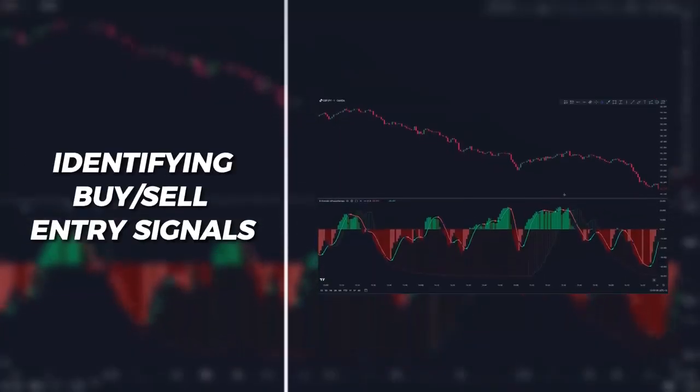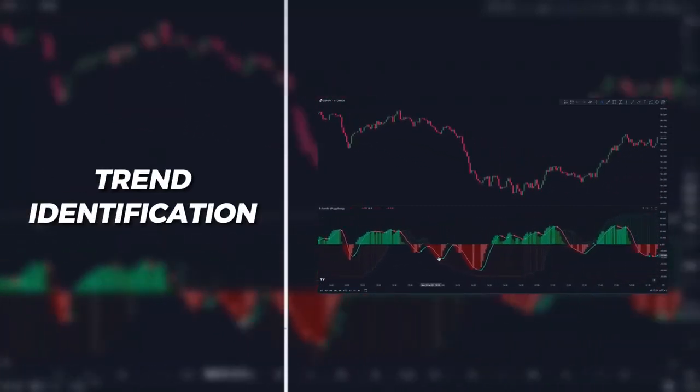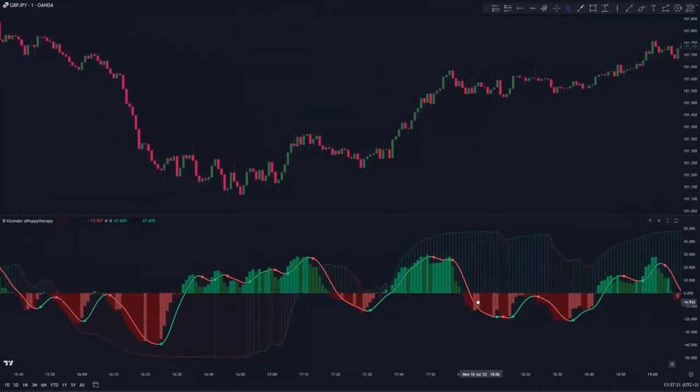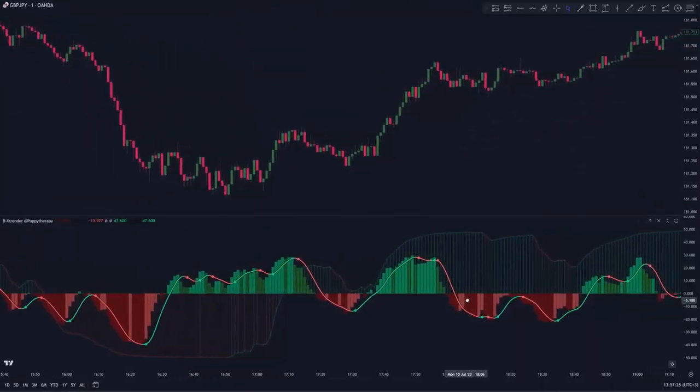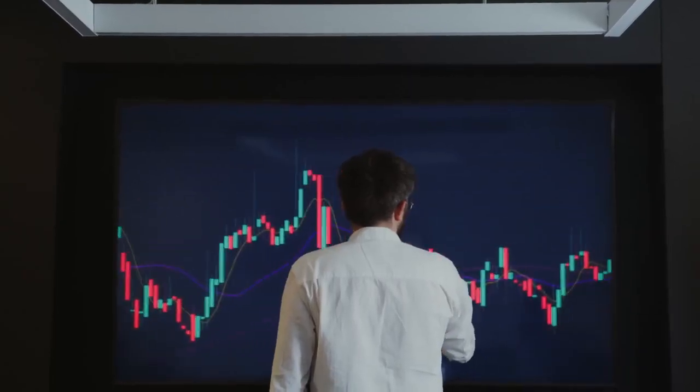1. For identifying buy and sell entry signals. 2. For trend identification. And 3. For momentum identification. Next, we will explore how we can use this indicator for these 3 purposes. But before that, let's explore this indicator's components.